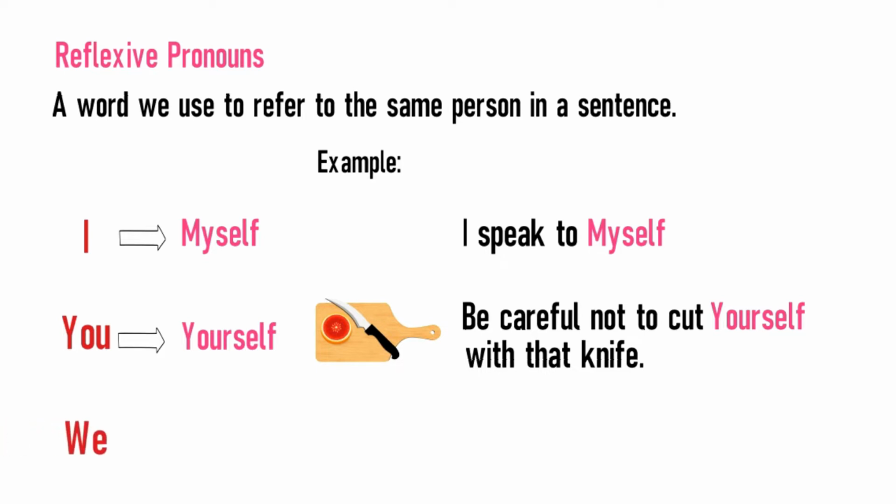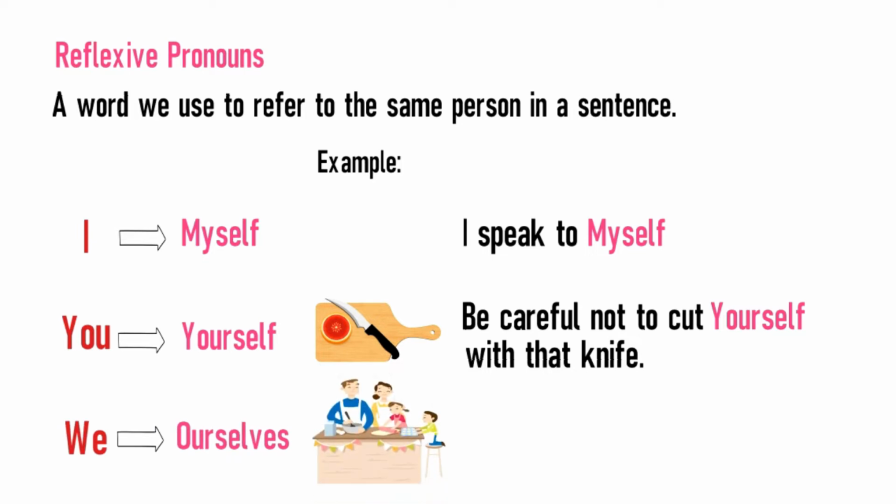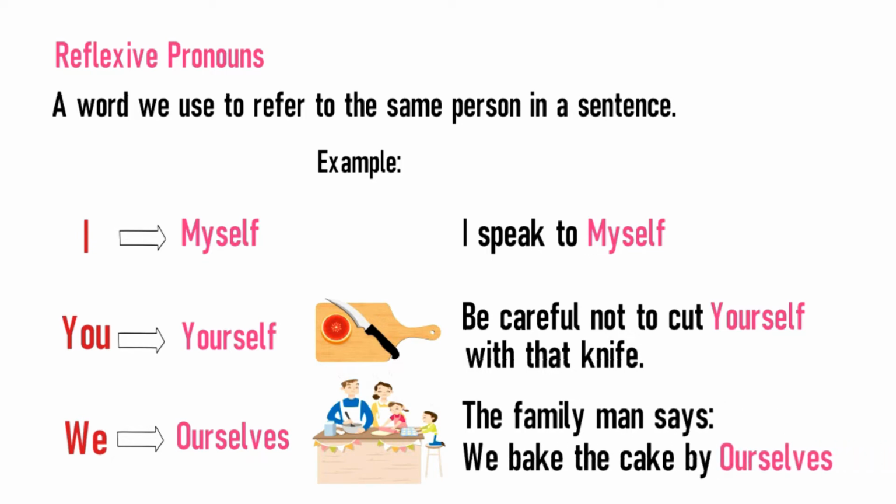Next, with we, I say ourselves. In the example here, I see a family. They are making something, so the family man says, we bake the cake by ourselves. He doesn't say, we bake the cake by us. No, we bake the cake by ourselves. And that is part 1.